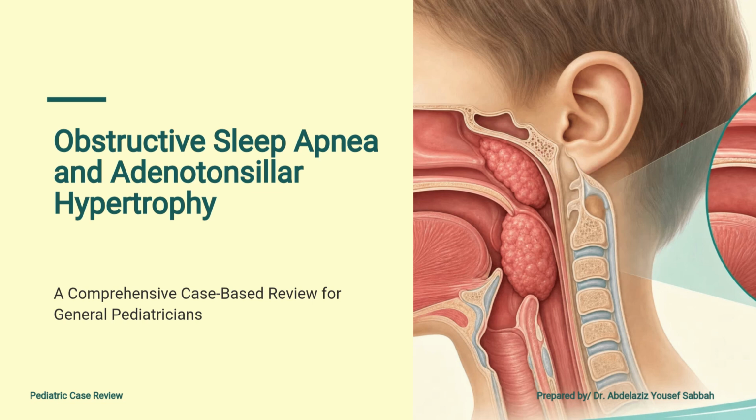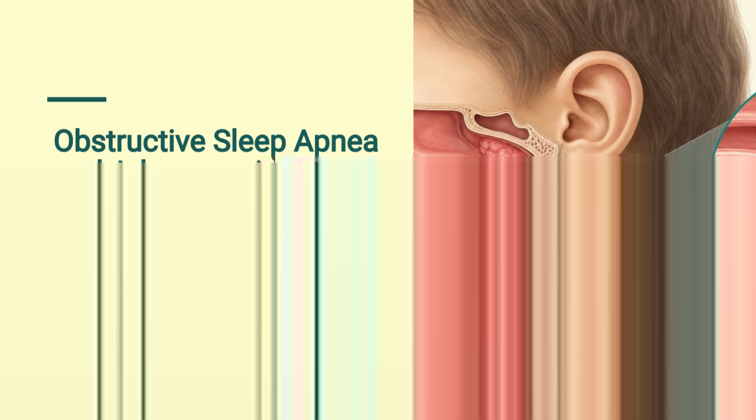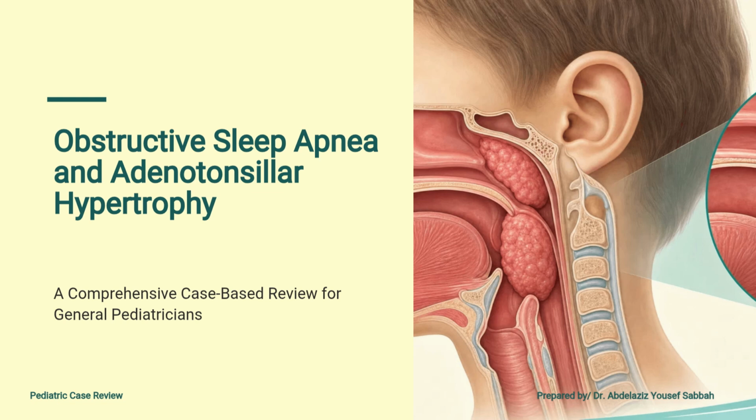Obstructive sleep apnea is far more common in children than many people realize, and adenotonsillar hypertrophy is by far the leading cause. Untreated, it affects growth, behavior, learning, and cardiovascular health.